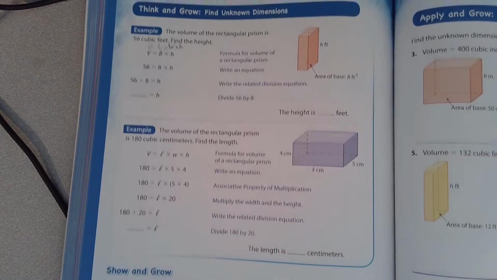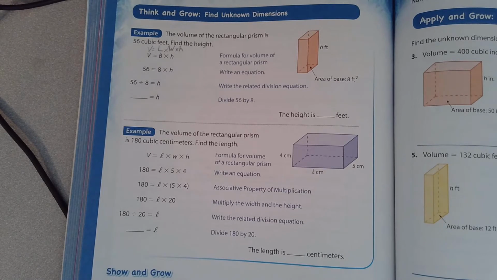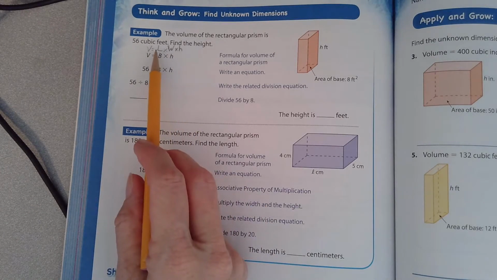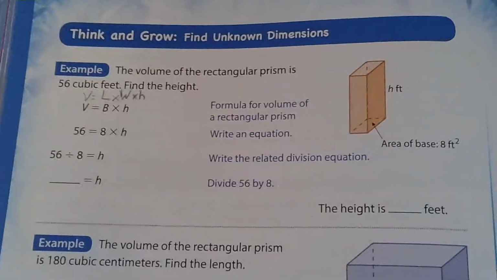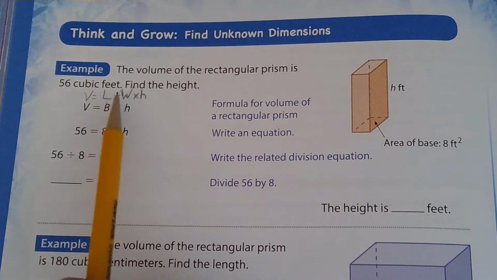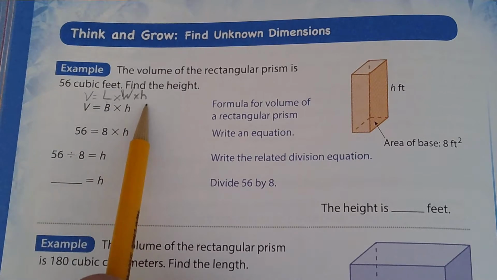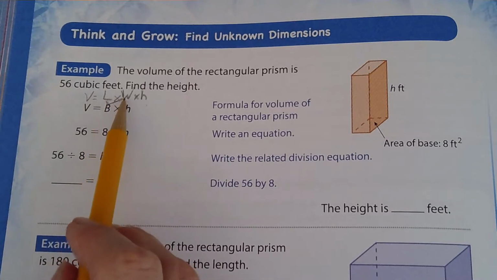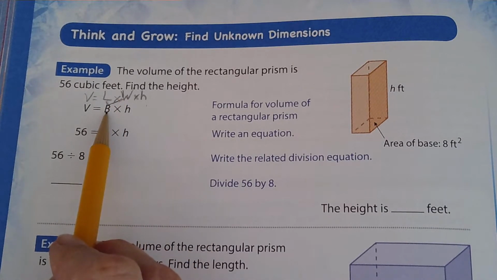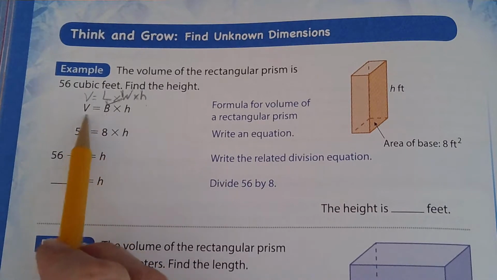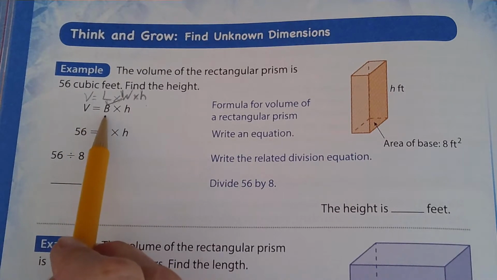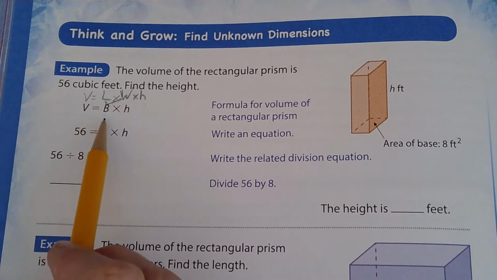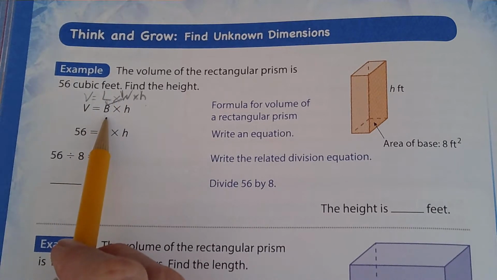This is still talking about volume, and today we're going to find unknown dimensions. We know that the volume formula is length times width times height. Today we're going to abbreviate that a little, because length and width multiplied together is the area of the base. So today they're just calling it base times height, because base is length times width. I hope that doesn't confuse you, because it's the same thing.